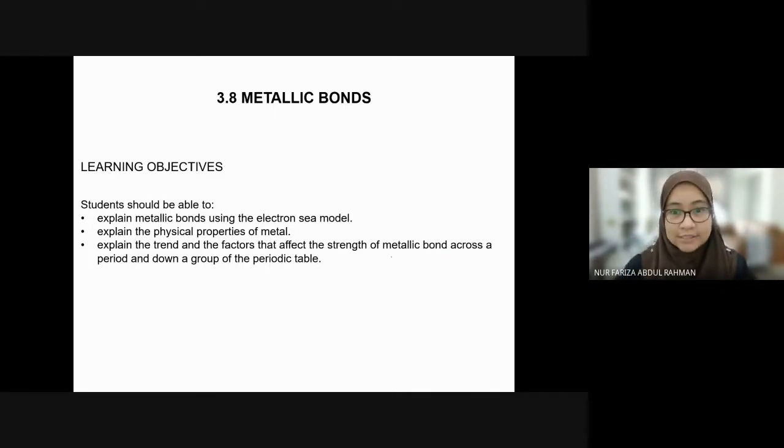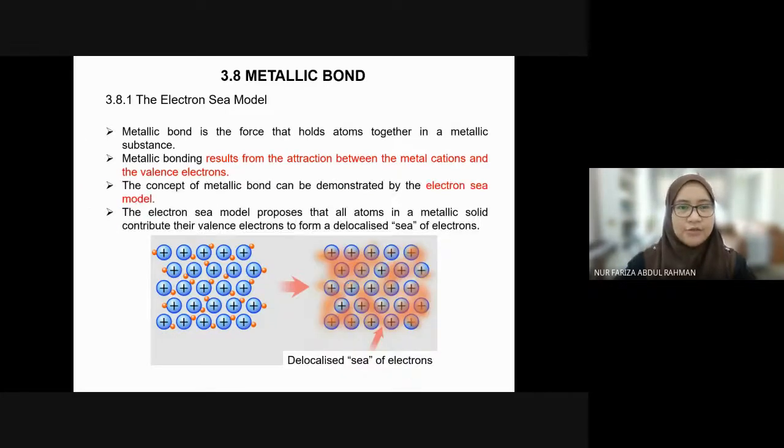Okay, so we have this learning objective. Make sure that you cover all of this once you have completed this subtopic. All right. So, what is metallic bond? The term metallic itself means it is only present for elements that are metals. Only metals can have this bond. Therefore, it is called metallic bond. The Electron Sea Model is only present for metals, only for metals. Not for non-metals.